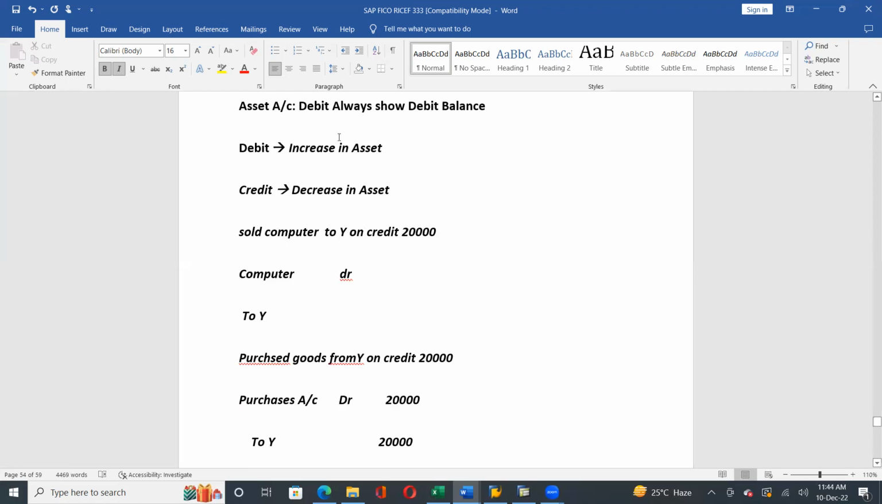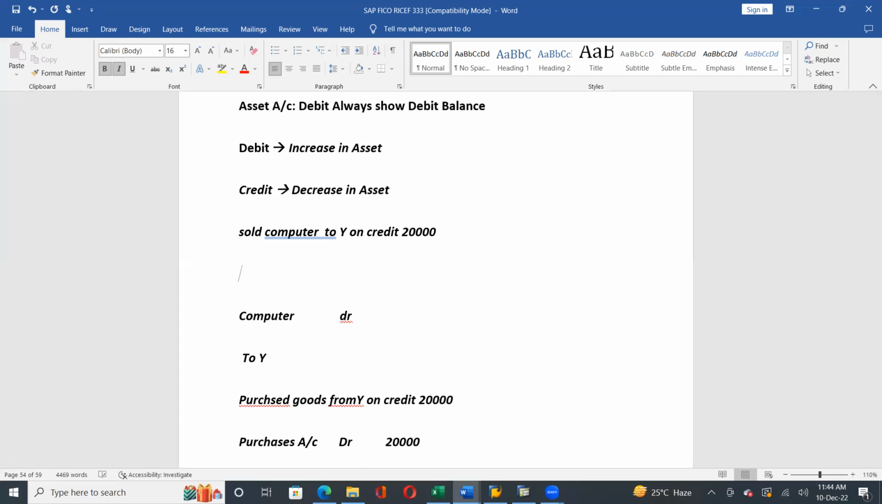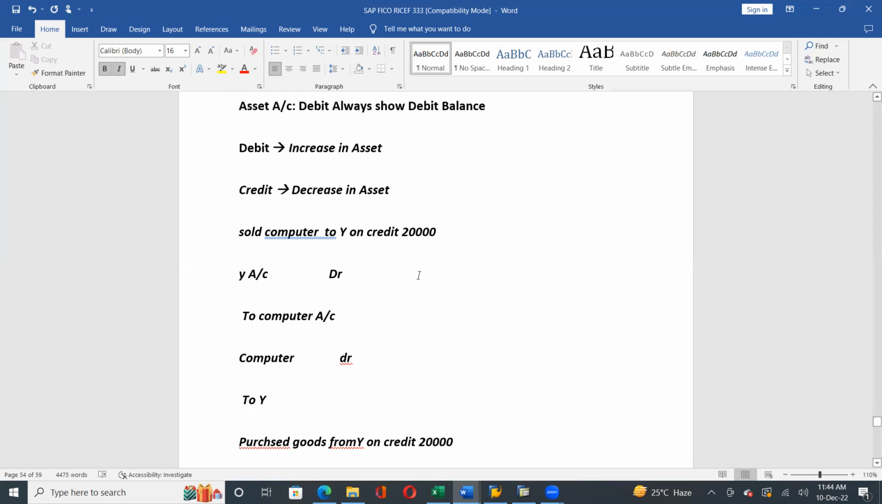Computer account. What is the asset account rule? Debit increase in asset, credit decrease in asset. So here Y account debited to computer account. So here you can see what is happening in this particular transaction. What is going out from us?